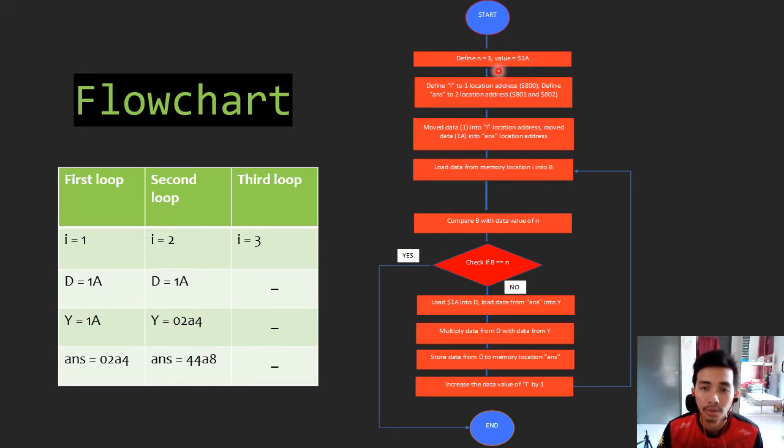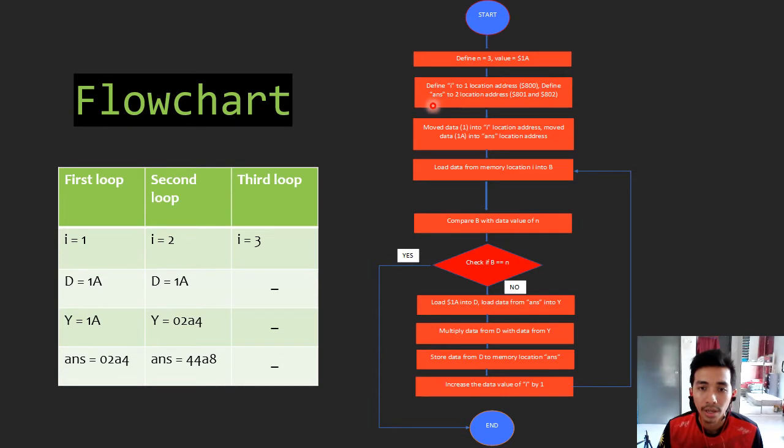So the value is what we want to calculate. The question wants us to calculate the power of 3 of 1A, so we put the value 1A into the value. If you want to use something else like 07, we just substitute 1A with 07. And then we define I to one location address, which is $800. I is basically the counter for the loop, and it will be explained later on.